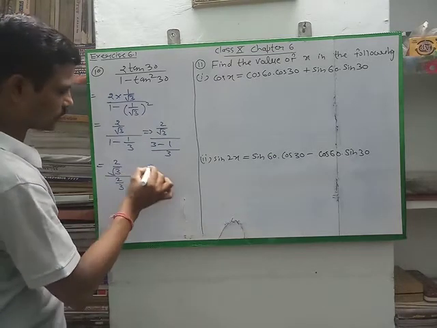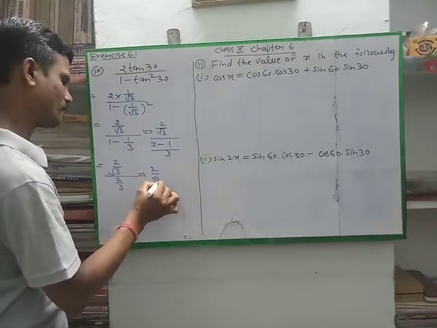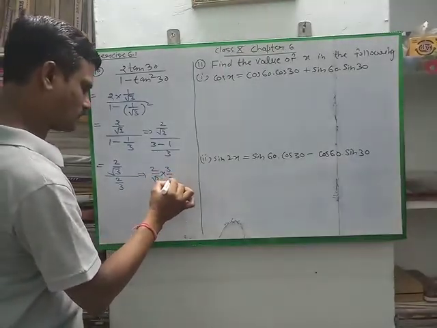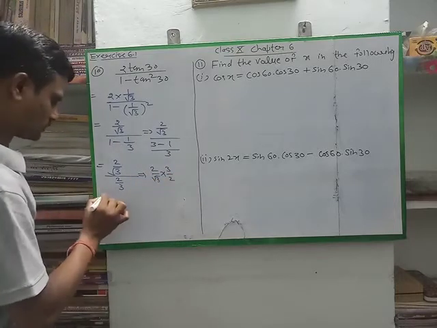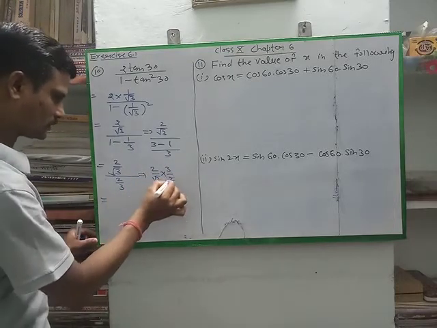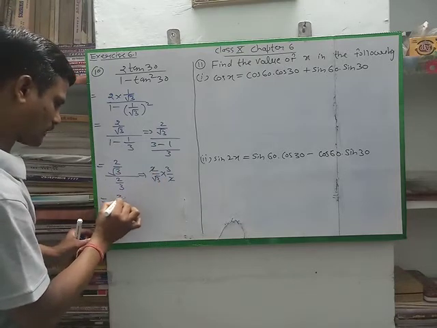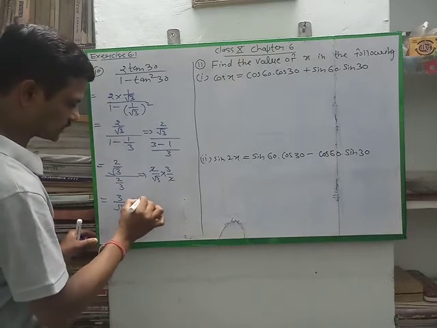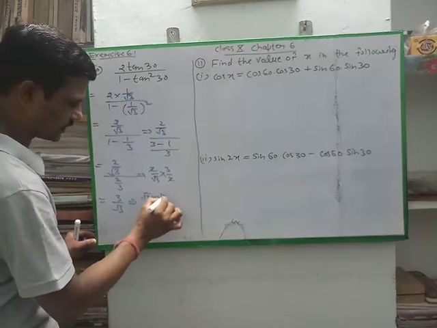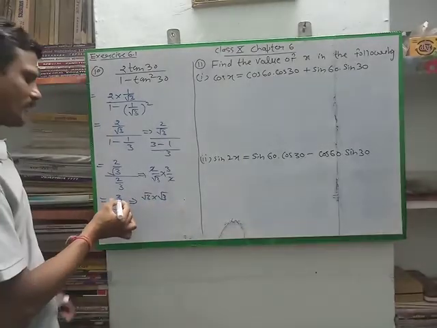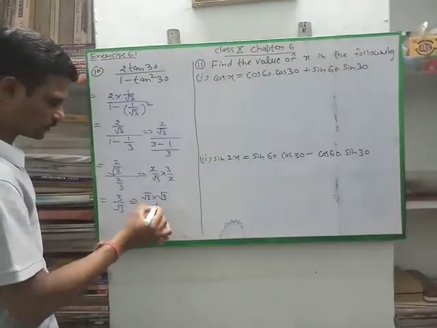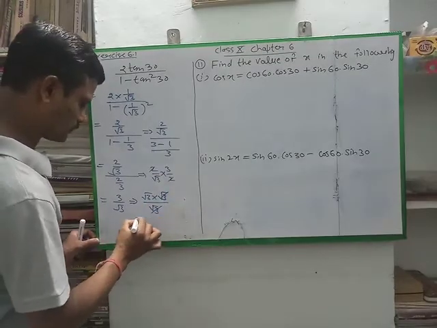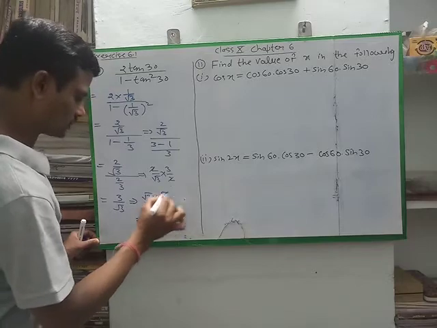And this will be the reciprocal. 2 by root 3 multiplied with 3 by 2. So we can cancel out the 2. We can write 3 upon root 3, and this is root 3 multiplied with root 3. We can write 3 as root 3 multiplied with root 3 upon root 3 remains the same. So root 3 will cancel out. So the value is root 3.